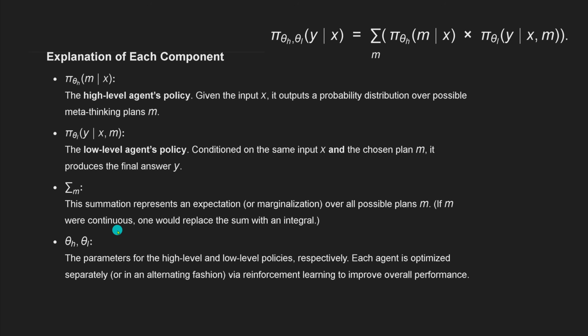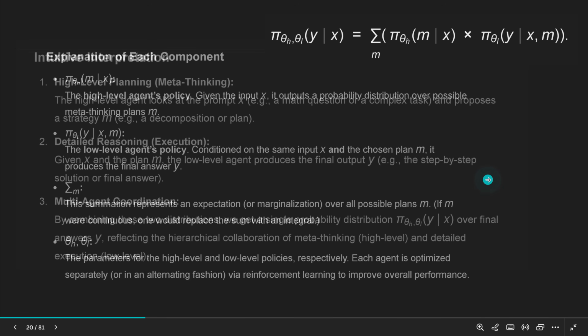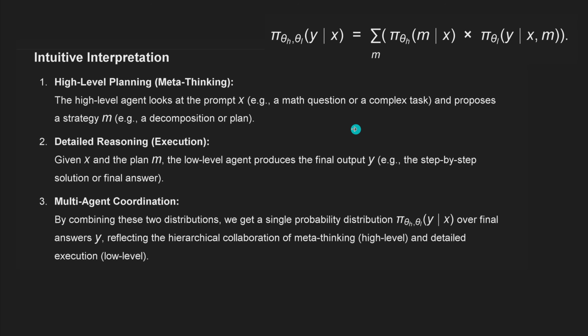So therefore, the parameters for the high-level and low-level policies are called theta high and theta low. So each agent is optimized separately, or, and this I will show you in detail, in an alternating fashion via reinforcement learning to improve the overall performance of the system. I can give you an intuitive interpretation of this formula. We have a high-level planning. This is what we call meta thinking. Thinking about our thinking. Thoughts about our thoughts.